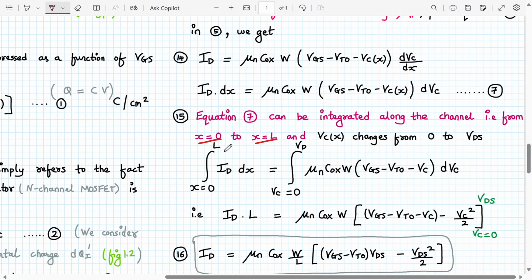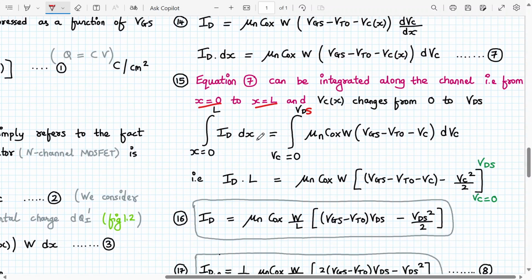So we take the integral for equation number 7. The integral of Id dx with x going from 0 to L, and Vc going from 0 to Vds. The channel voltage goes from 0 at the source position to Vds at the drain position. These are all constant terms, mu n Cox W, times (Vgs minus Vt minus Vc) dVc. What is the integral of dx? x, right? So here x is L, so we have Id into L. This is correct, right?